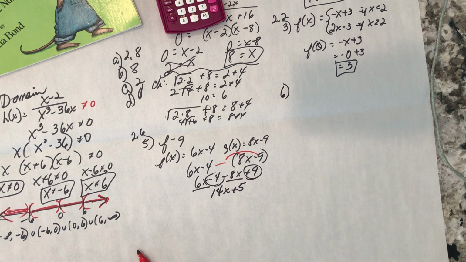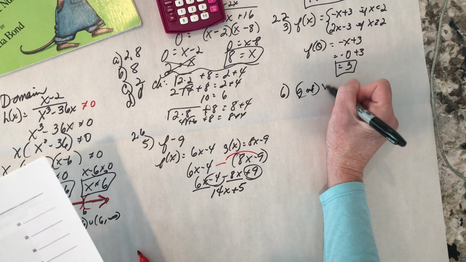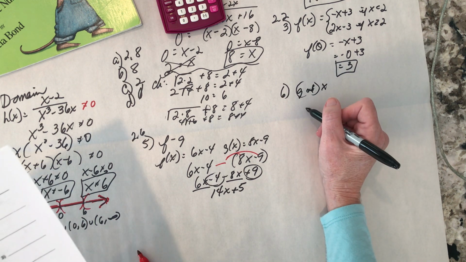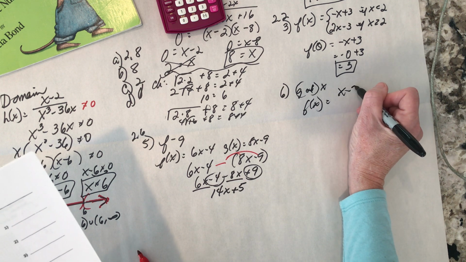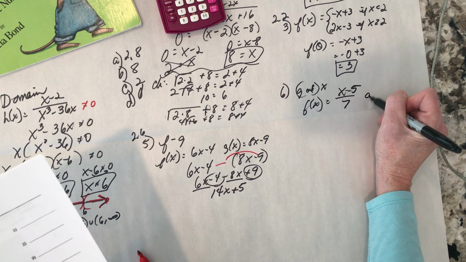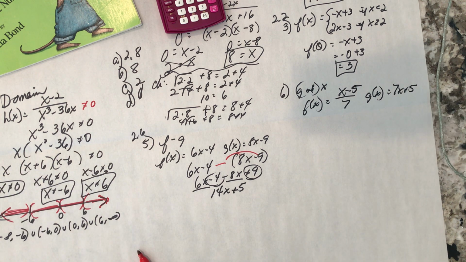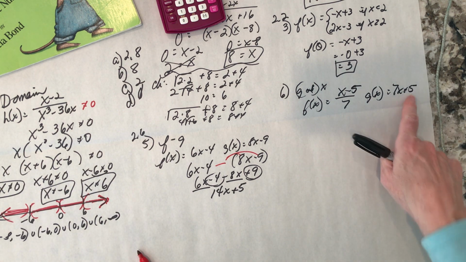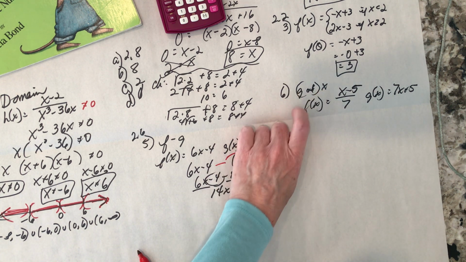Number 6, you're asked to find g composed of f of x when f of x equals (x minus 5) over 7 and g of x equals 7x plus 5. Getting in there? Yeah, good. Okay, so we're asked to find g composed of f of x.